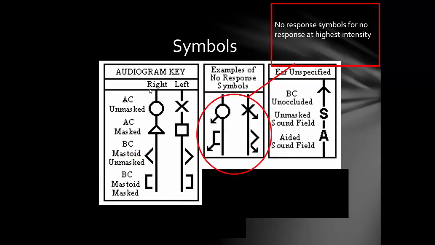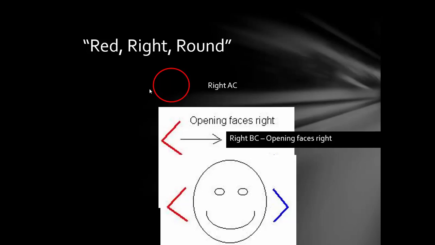No response symbols mean that you turn the audiometer up as high as it would go for that particular frequency and transducer, and the patient still didn't respond as loud as it was. If you don't already know, red, right, round is something we live by in audiology. The right ear is always marked in red. The circles are the symbol for the right ear, hence red, right, round.